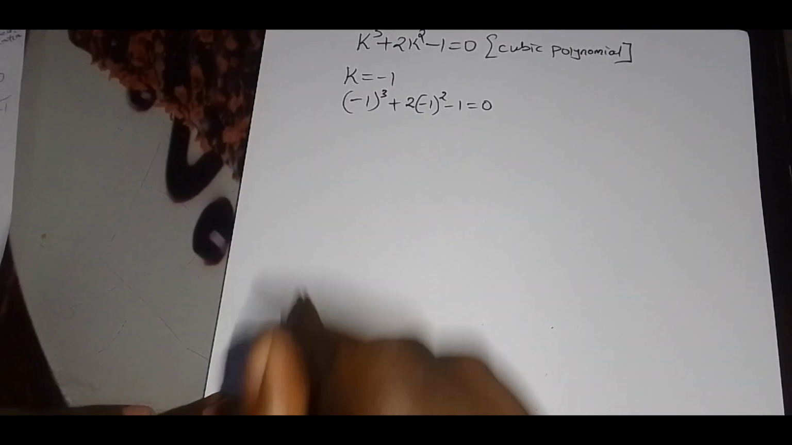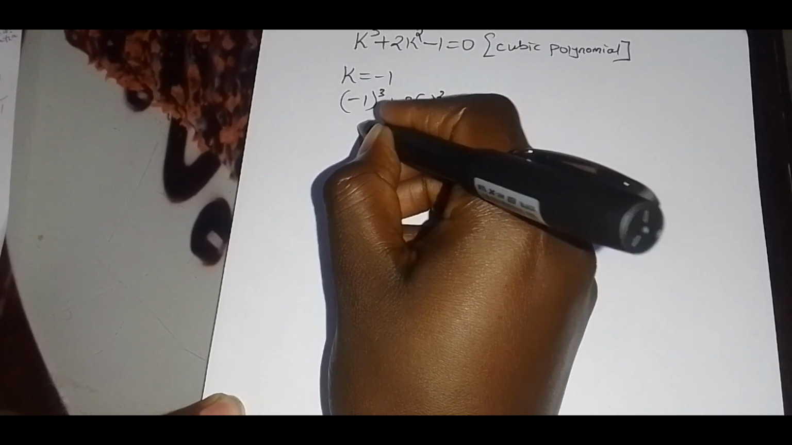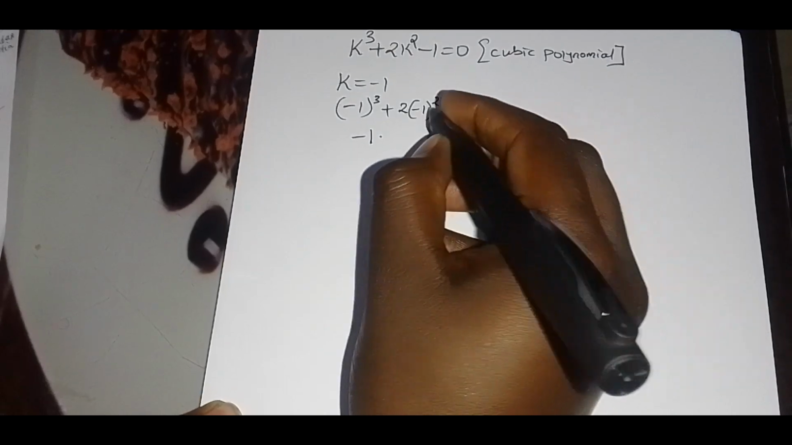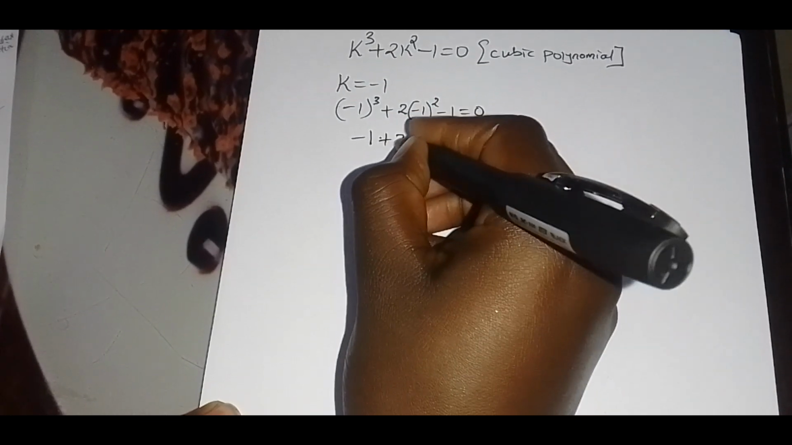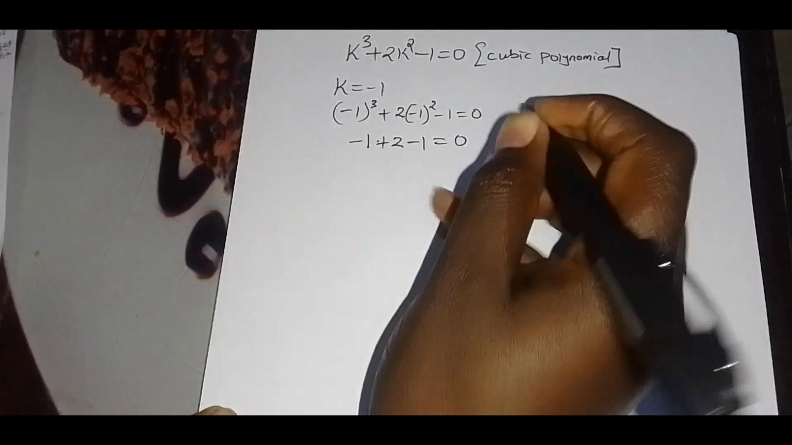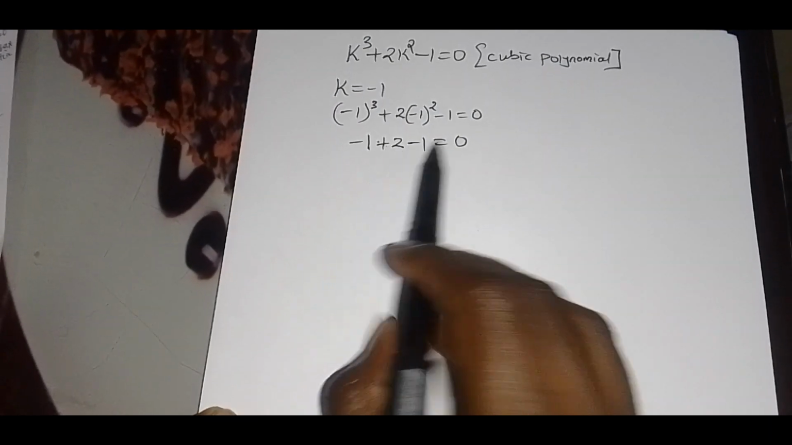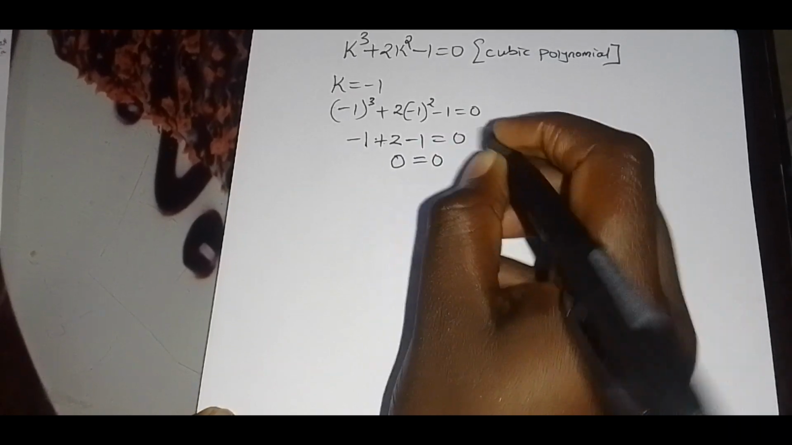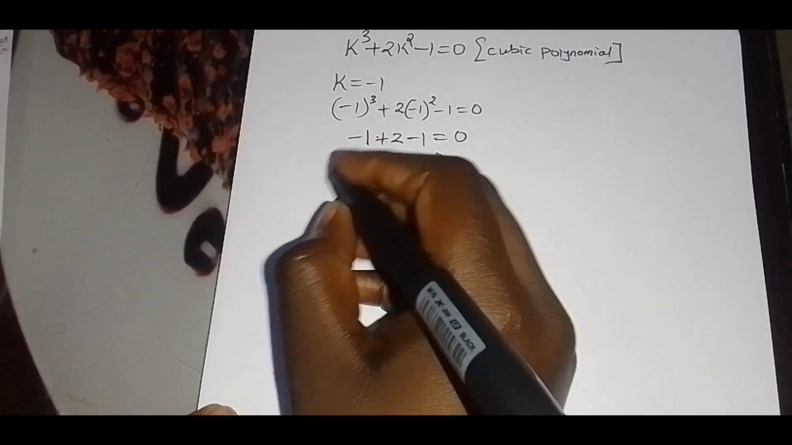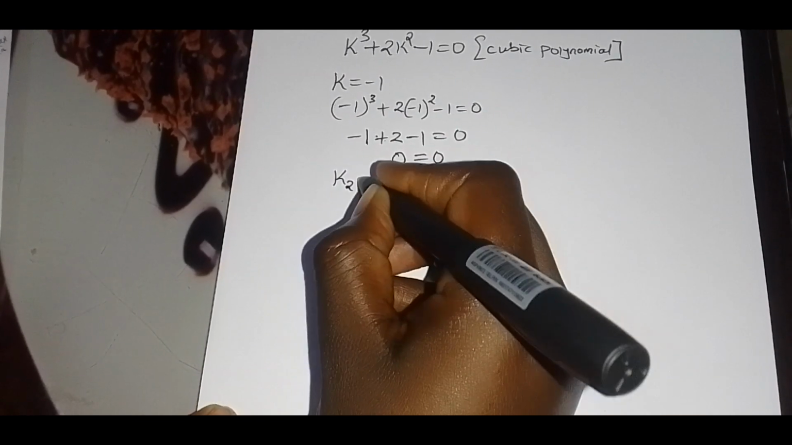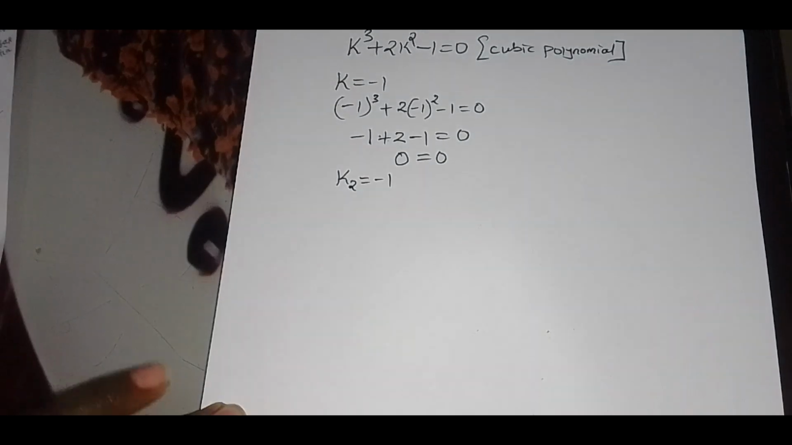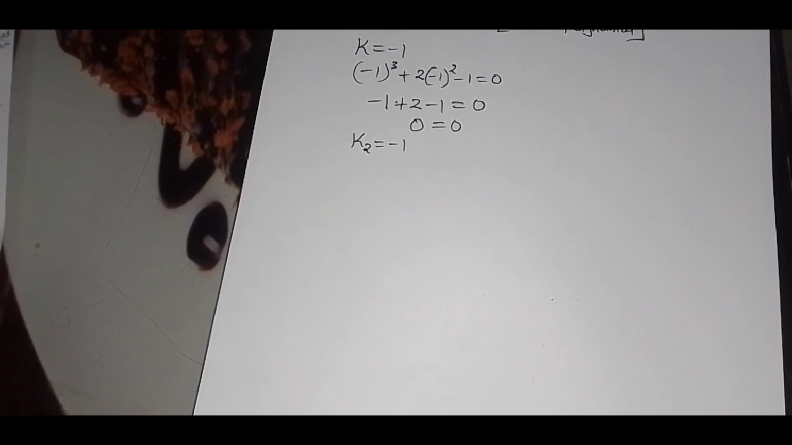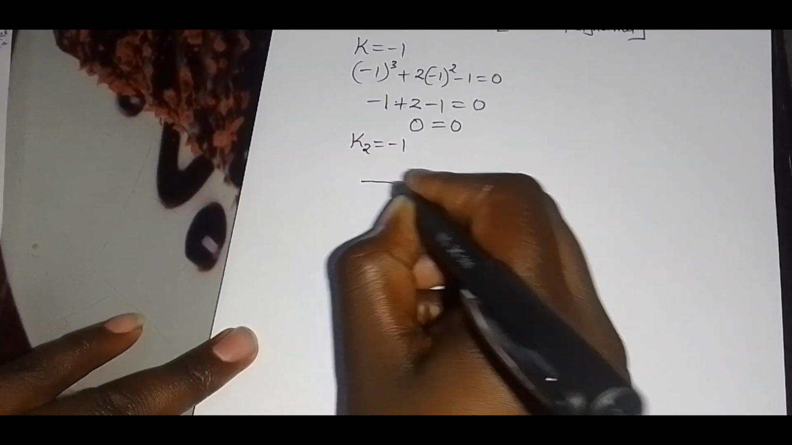Okay, so we're going to have -1 cubed, which is equal to -1. This is -1 squared, which is 1, times 2 to be 2, plus 2 minus 1. So this is -1 plus 2 minus 1, and this is again supposed to give us 0, and it's true, and that already gives us the value of k2 is equal to -1.